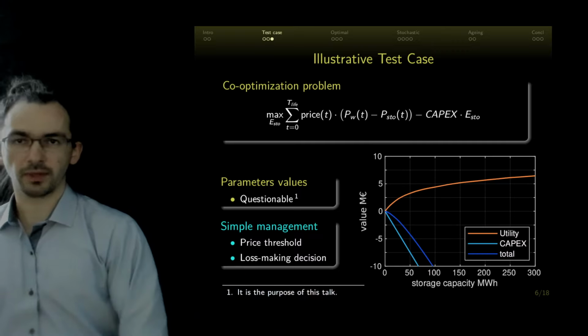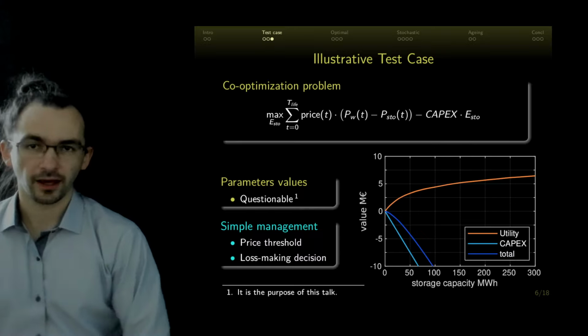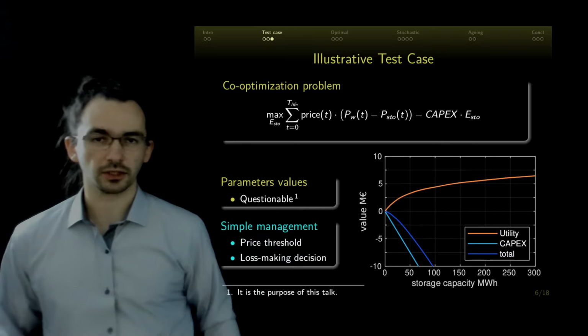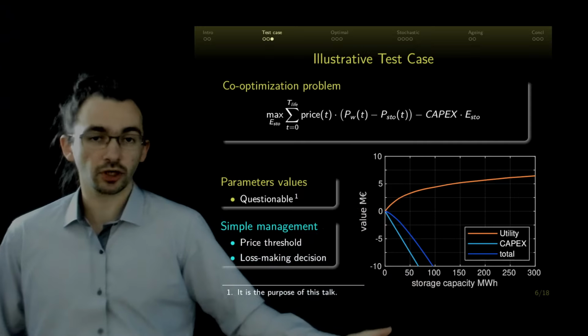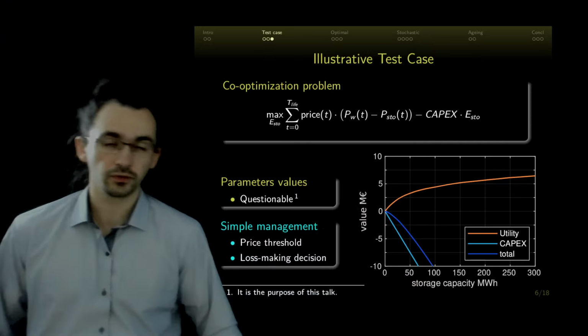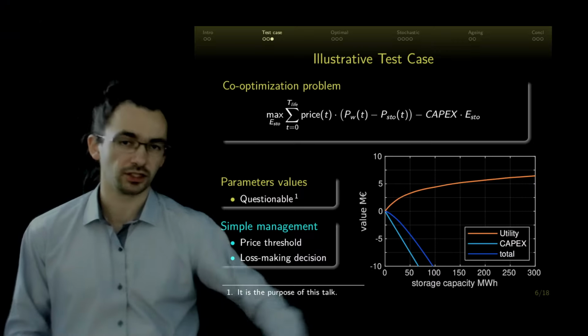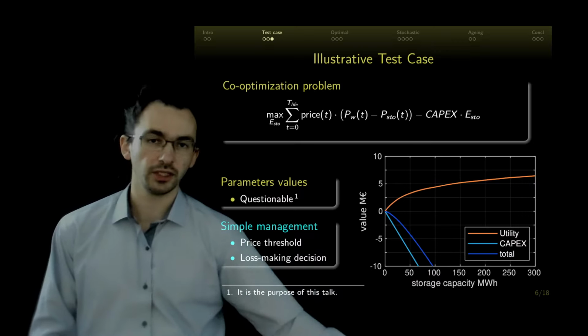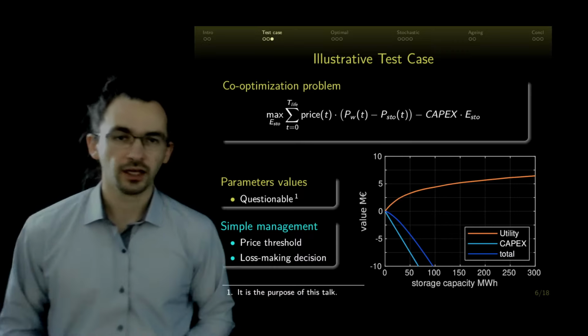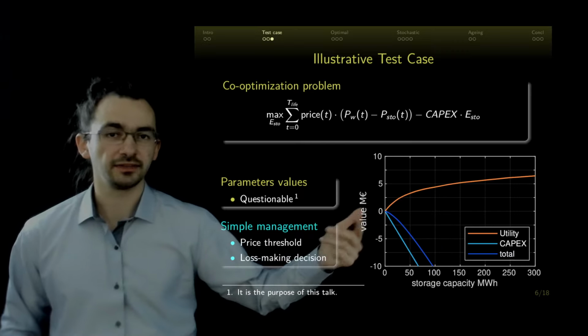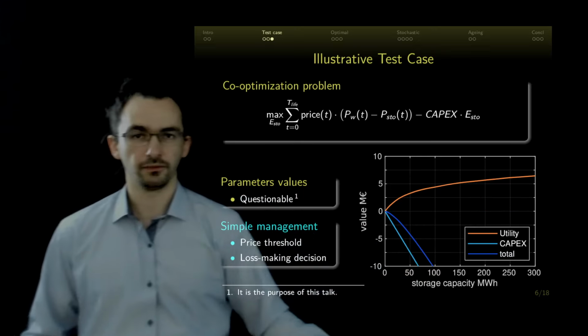If I suppose that I will manage my battery in such a way, I could draw the following illustration with, in blue, the construction cost of my battery. So obviously it will be linear with the energy capacity of the battery, and it will be negative because it is a costly decision. In red, I have the added value of this battery.